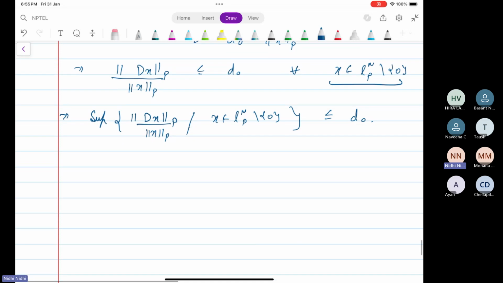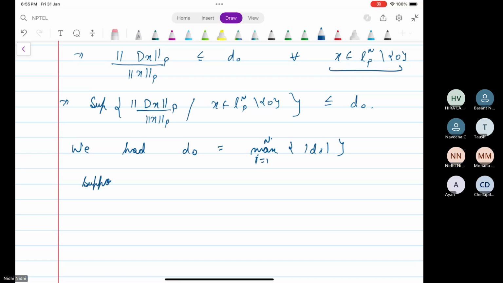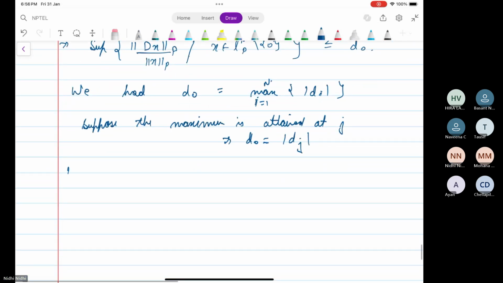So now see, we had d naught is equal to the maximum of mod d_i, i from 1 to n. Suppose this maximum is attained at some point j. This implies, suppose the maximum is attained at j, we get d naught is equal to modulus of d_j. Now let x be equal to e_j, where e_j is the vector that is 0 everywhere and 1 at the jth position.